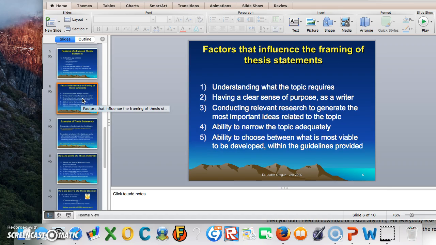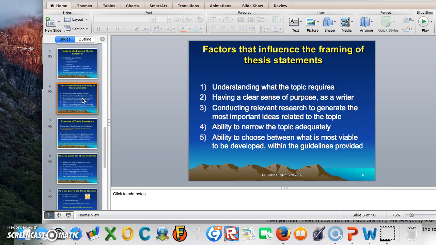What do you need to have, or in what frame of mind do you need to be in to begin to focus on how to write a thesis statement? First, you have to understand the topic. If there are ideas or words in that topic that you think may be subject to a different interpretation, make sure you understand it. Have a clear sense of purpose as a writer. Why do you want to write on this? What is it that you want your reader to derive from it?